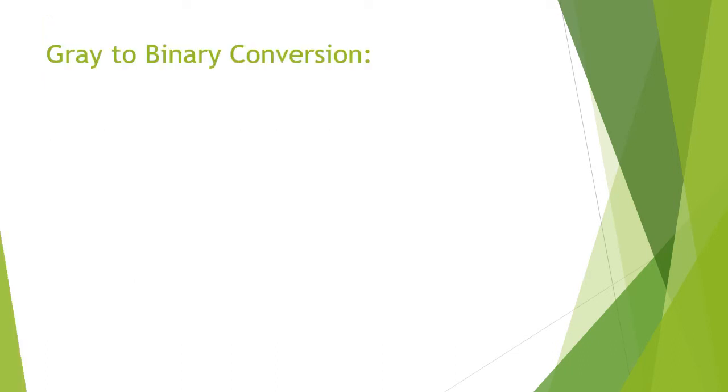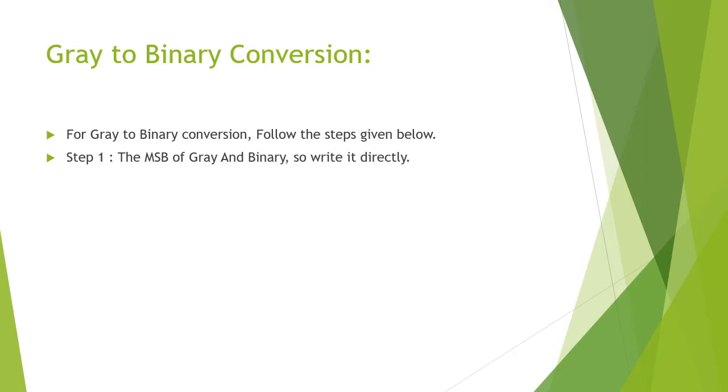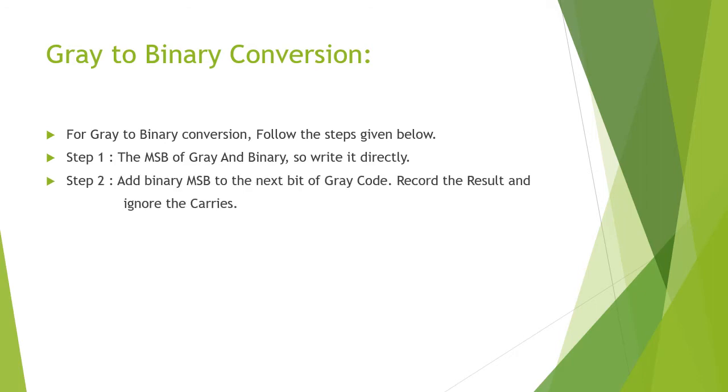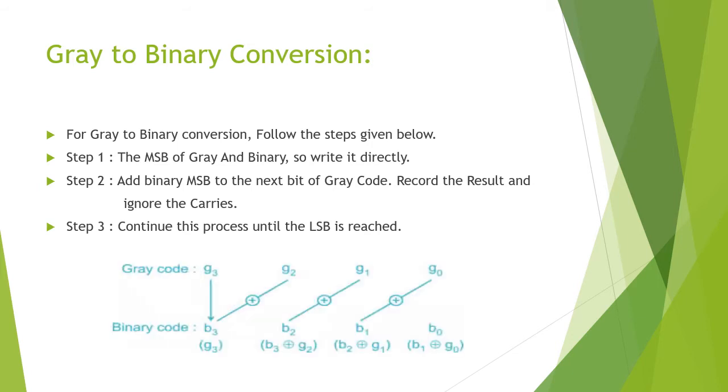So let us start with the gray to binary conversion. For gray to binary conversion, we have to follow the following steps. We have to write the MSB of gray and binary directly. Add binary MSB to the next bit of gray code, and then we have to record the result and ignore the carries. Continue the process until the LSB is reached.